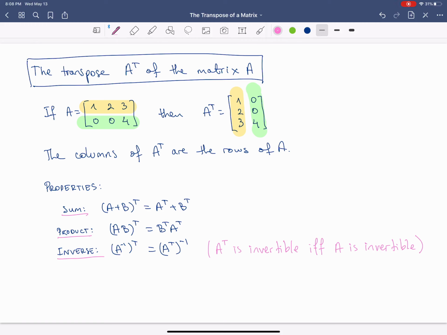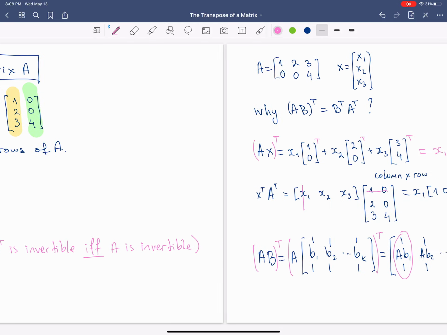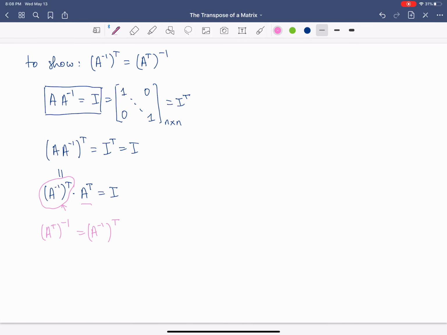And again, this if and only if says that if A transpose is invertible, so is A. And if A is invertible, then so is A transpose. One final comment before I close this video.